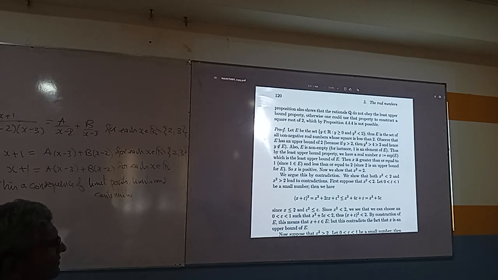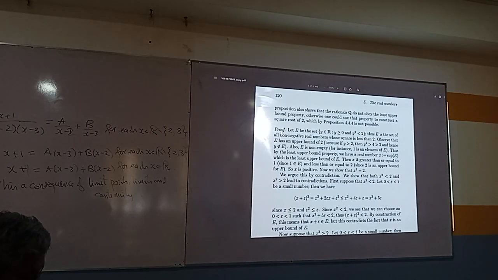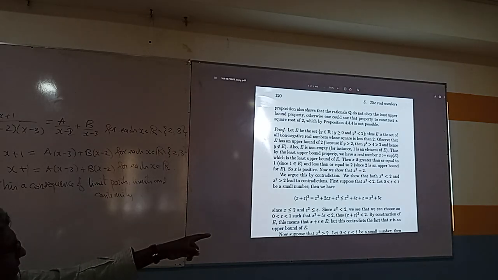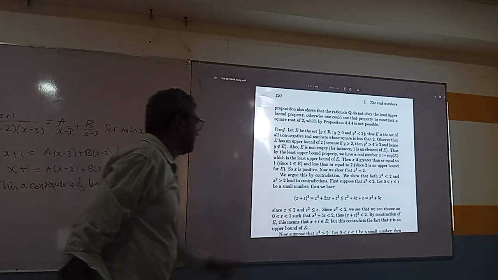And we take a number epsilon, a positive number between 0 and 1, excluding 0 and 1. Of course, 0 is excluded because 0 is non-negative but not positive. Be a small number. Then we have x plus epsilon squared is x squared plus 2 epsilon x plus epsilon squared. Since x is less than or equal to 2, this x can be replaced by 2.